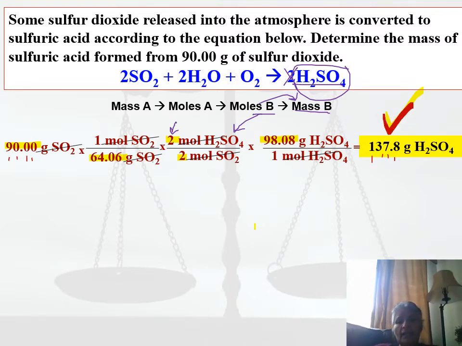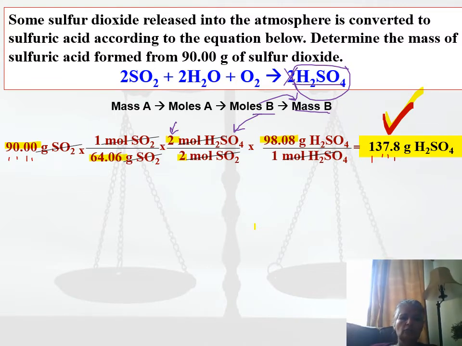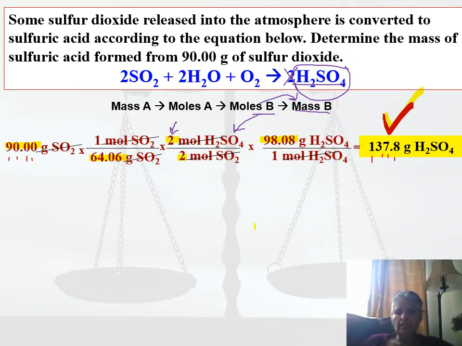All right, but we're not done. That's just the first step. We have figured out what's known as the theoretical yield. So in theory, if you were doing this reaction and you had 90 grams of sulfur dioxide, you should make 137.8 grams of sulfuric acid. So this is our in theory. This is our theoretical yield.